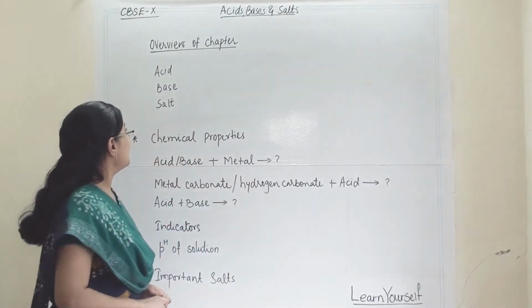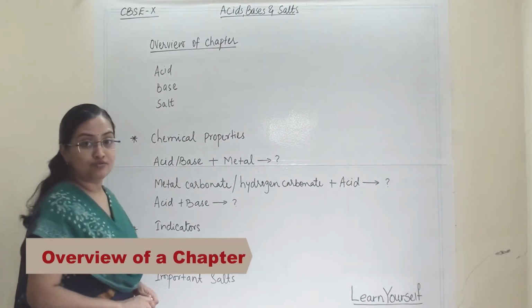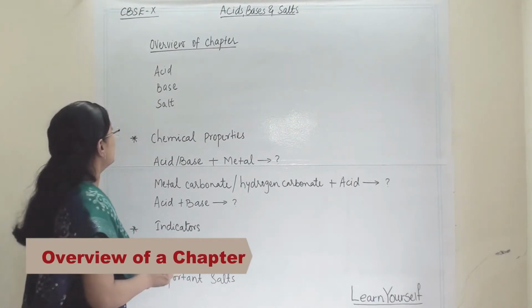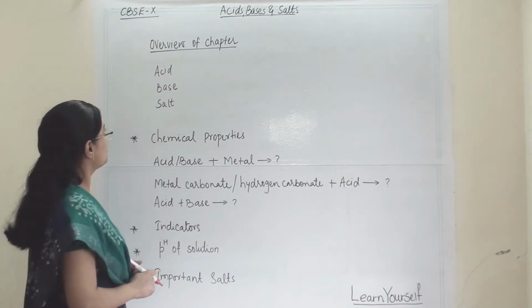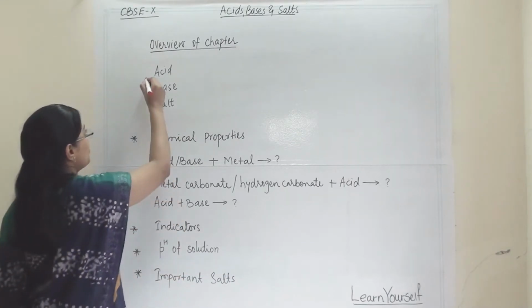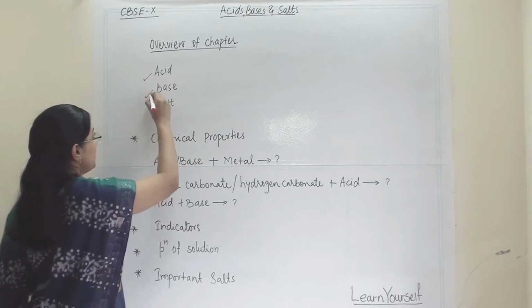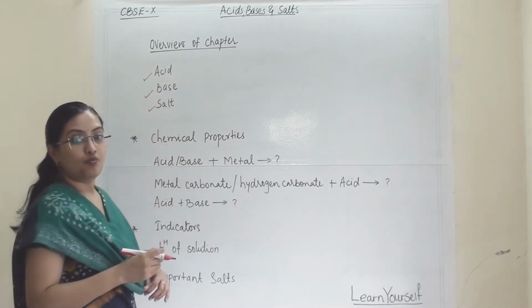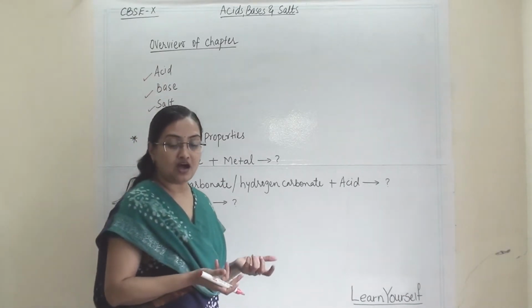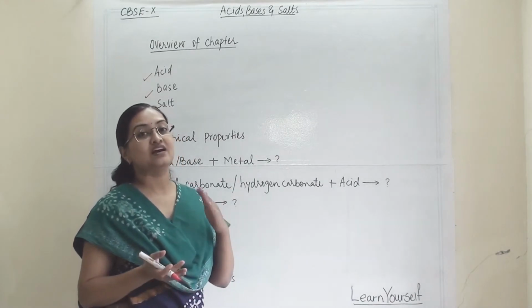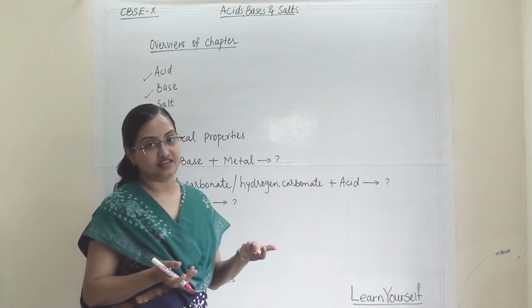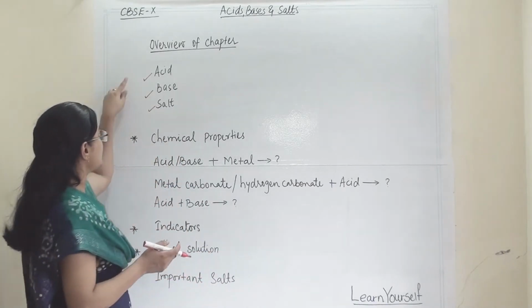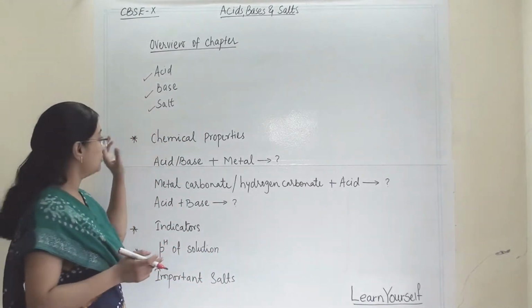So let us first take an overview of the chapter, that what all things we are going to study in this chapter. So obviously we are going to study about acid, base and salt. What all these compounds are and how they are behaving and how can we identify them. All these things we will study in acid, base and salt.